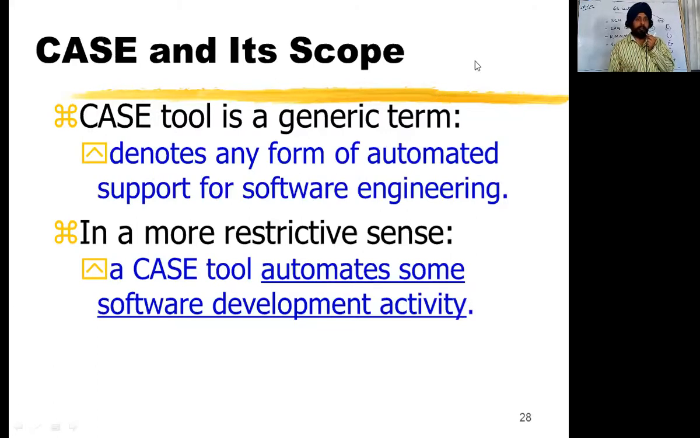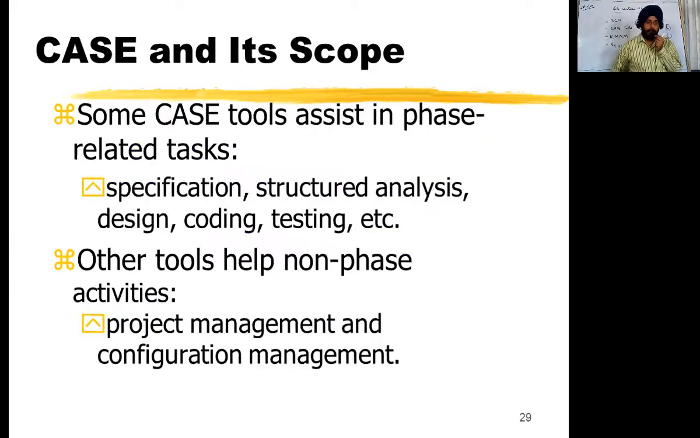There are different types and categories of tools, and they are used at different levels or for different types of changes. In a more restrictive sense, a CASE tool automates some software development activity, some of the activity during the development of the software, and even during the change management of the software. They give their support in the development as well as in the change management or configuration management activity.